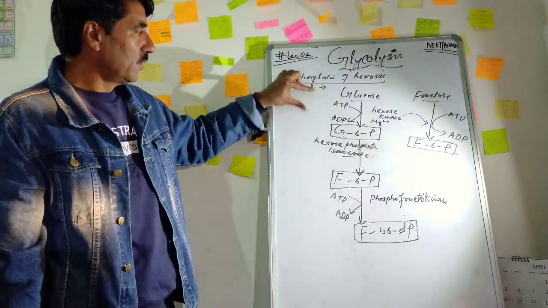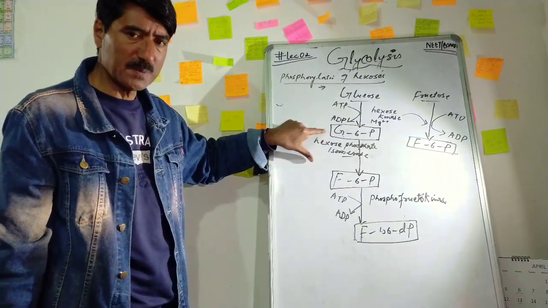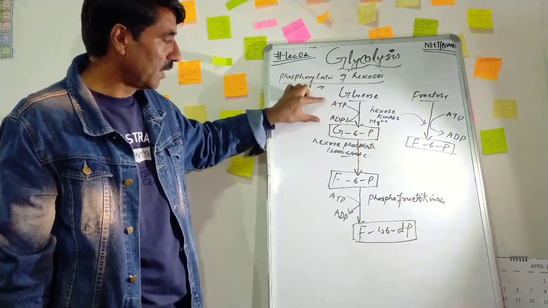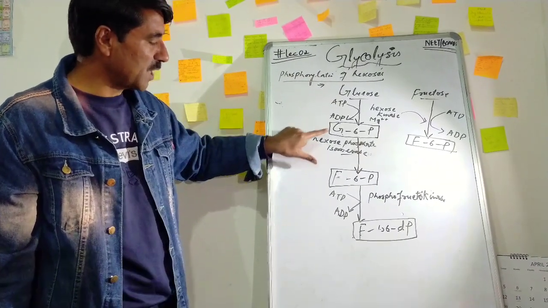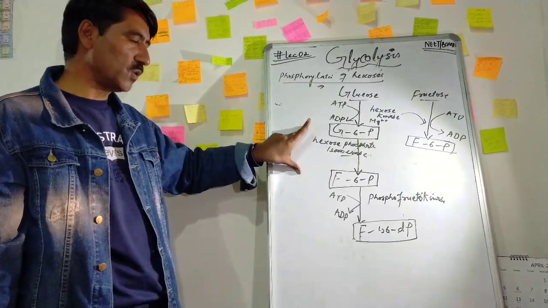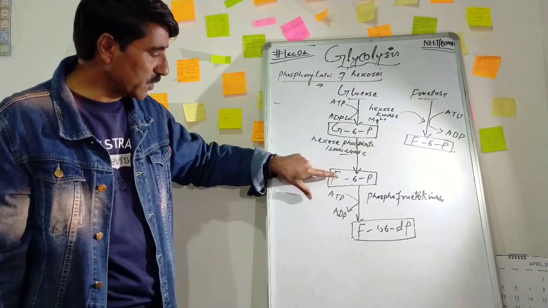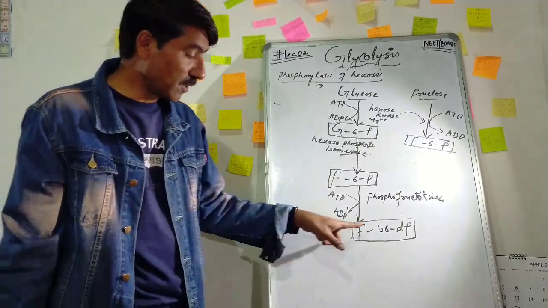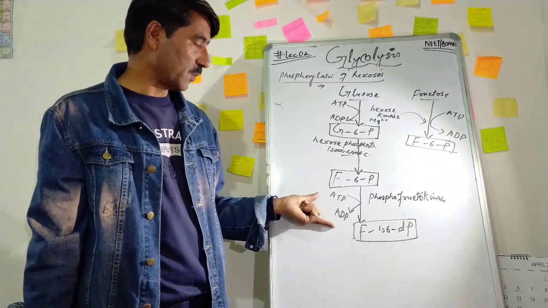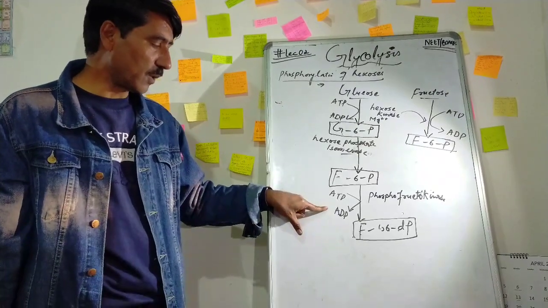Now once again I will recap here that glucose changes to glucose 6 phosphate. This step is known as phosphorylation. Now the glucose 6 phosphate changes to fructose 6 phosphate. This step we will call isomerization, and then again the phosphorylation, that is fructose 6 phosphate changes to fructose 1,6 diphosphate, and this is another phosphorylation. So phosphorylation, isomerization and phosphorylation.